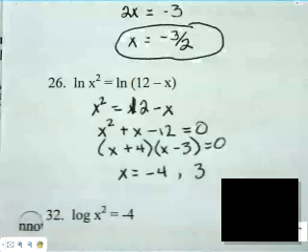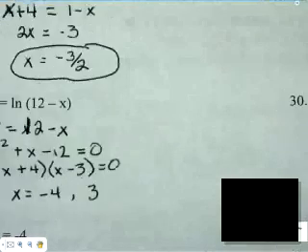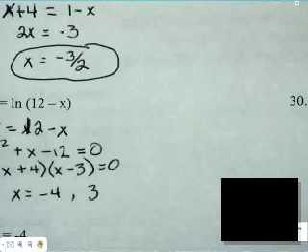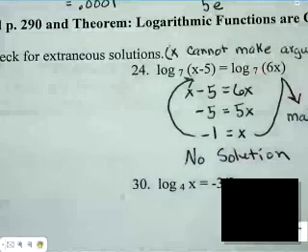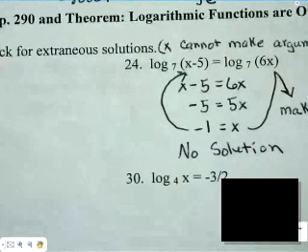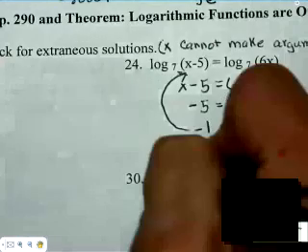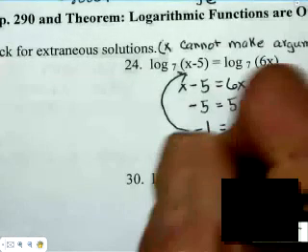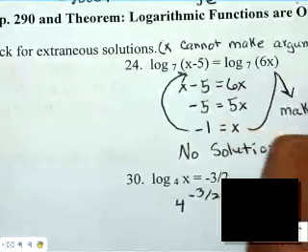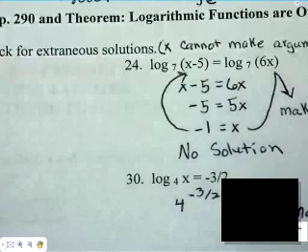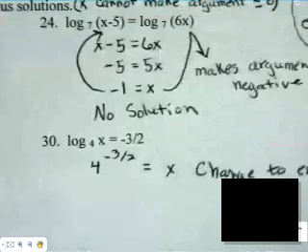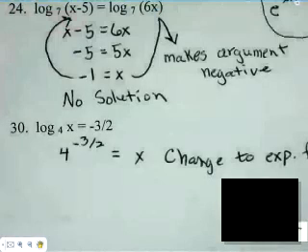I'm just going to write down something real quickly on the last three, and then I want to graph very fast. Number 30, I can't use the same principle I've used on the previous three because I don't have logs on both sides. But I can change it to exponential form. 4 to the negative 3 halves equals x. And then all I have to do is evaluate 4 to the negative 3/2. Take the reciprocal, the square root, and then cube it.